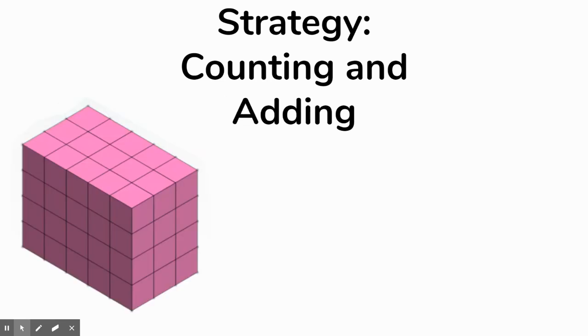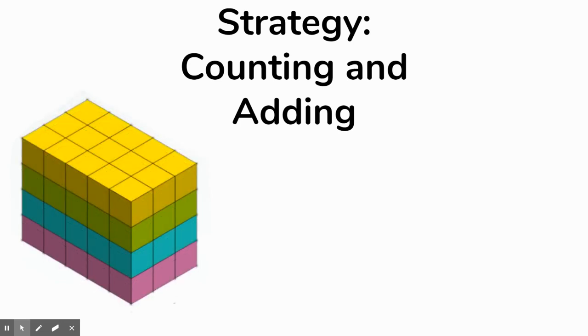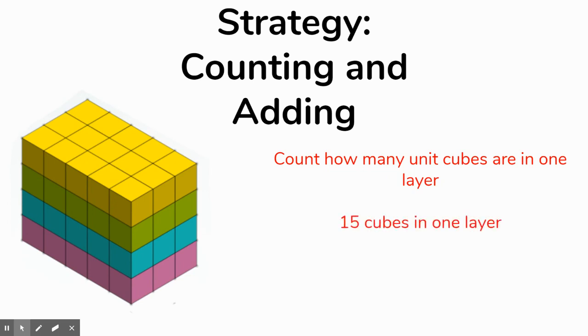So let's change it to a different prism. Let's do the counting and adding strategy again. This time we have a nice pink rectangular prism. How many layers are there? There are four layers. And I'll start out by asking you again, how many cubes are in the top layer that you can see them all in the yellow layer? Count them. There are 15 cubes in one layer, and we did that just by counting. Then there are four layers, which means we're going to add 15 four times. So to find the total volume, we're going to do 15 plus 15 plus 15 plus 15. That gives us an answer of 60 cubic units.